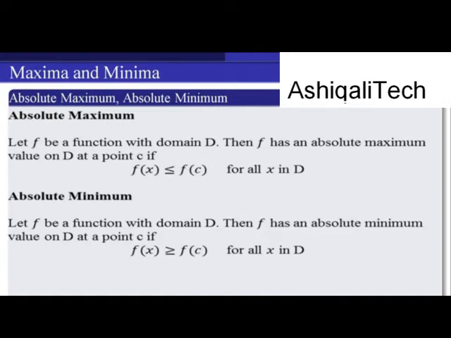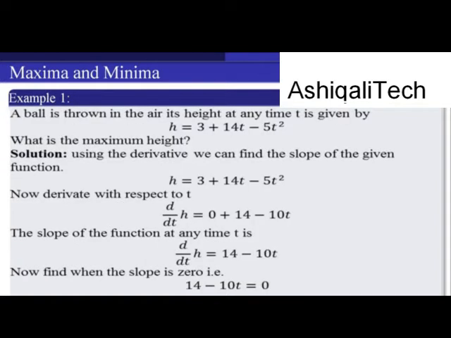The second definition is absolute minimum. Let f be a function with domain D. Then f has an absolute minimum value on D at a point c if f of x is greater than or equal to f of c for all x in the domain D. Dear students, now we look at an example.